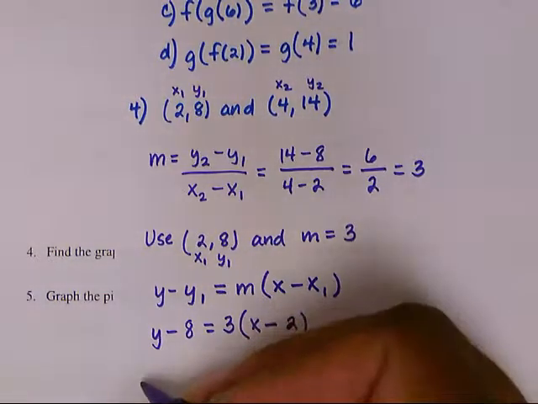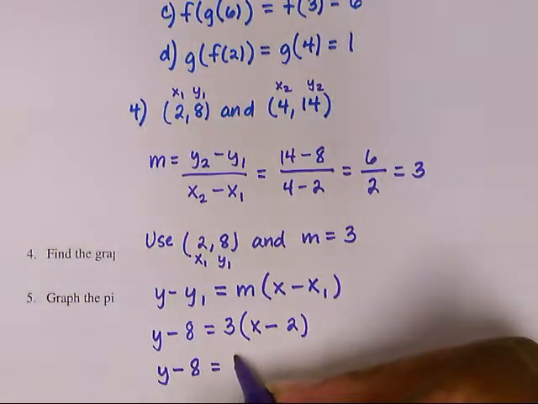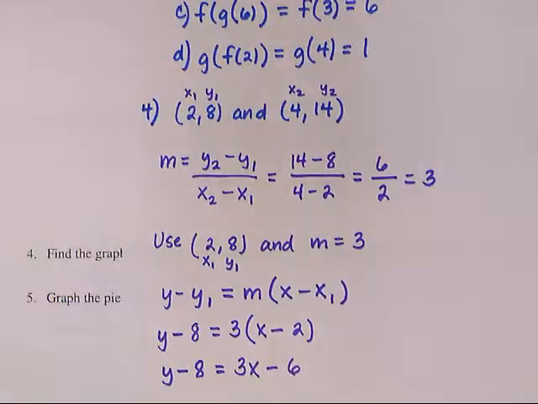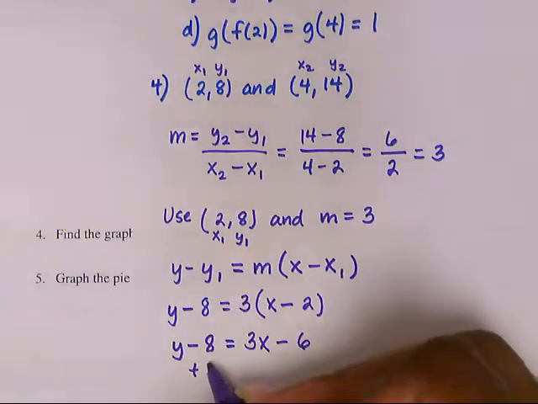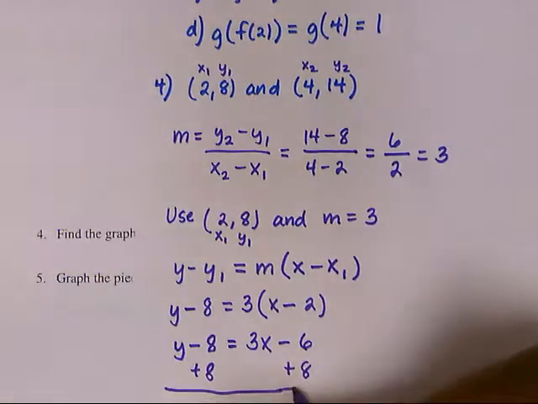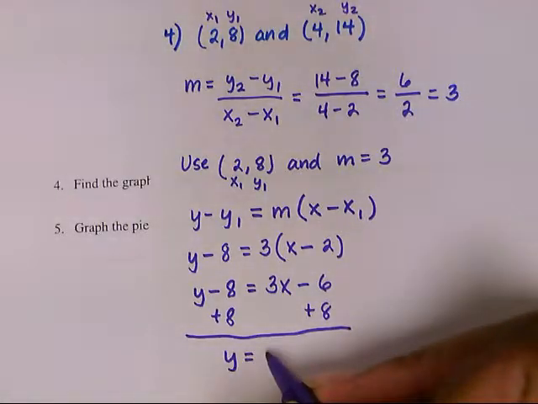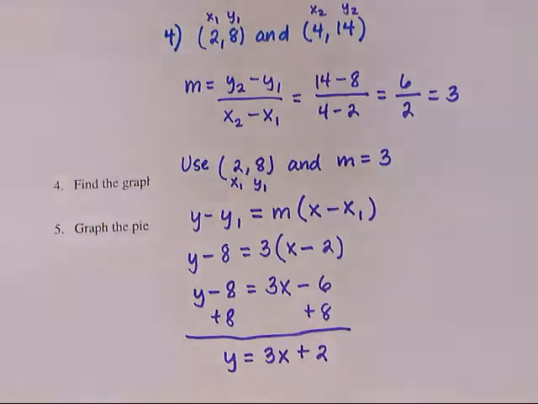Then simplify this using the distributive property on the right side. I have y minus 8 equals 3 times x, that's 3x, minus 3 times 2, which is 6. And then finally, to get y by itself, we'll add 8 on both sides. So y is equal to 3x minus 6 plus 8, which is plus 2. So this will be the equation of the line passing through those 2 points, (2, 8) and (4, 14): y equals 3x plus 2.